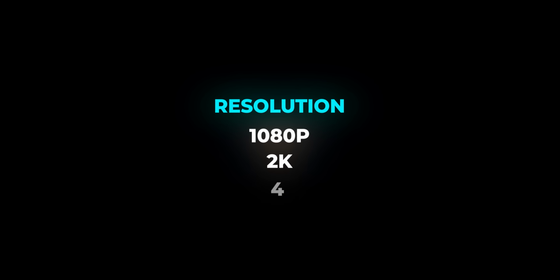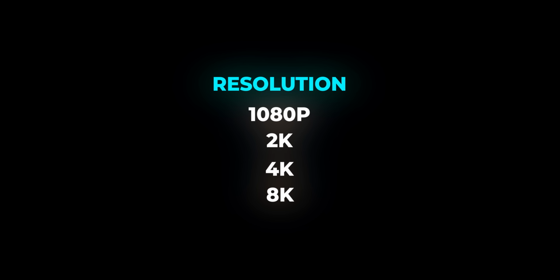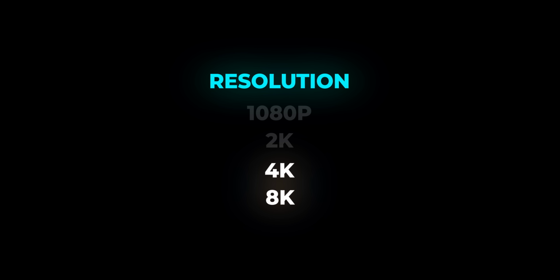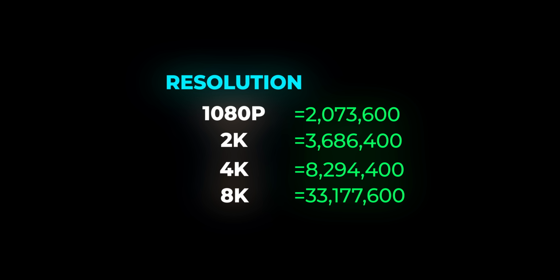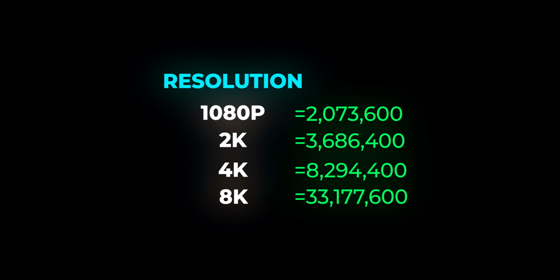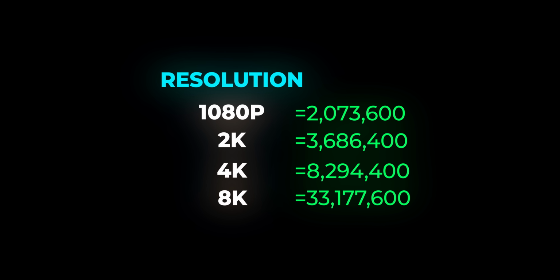Monitors are expressed in resolutions like 1080p, 2K, 4K, and 8K. However, when we look at these resolutions, we might think an 8K monitor has twice the resolution of a 4K one. But when we consider the pixel counts, an 8K monitor has almost 4 times the pixels of a 4K monitor and 16 times that of a 1080p monitor.